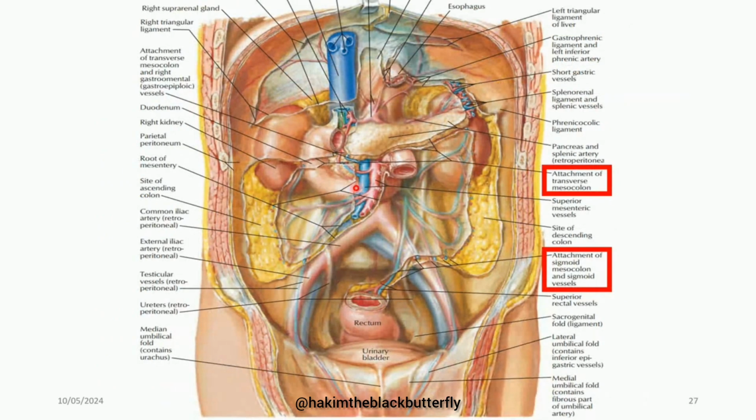Here you can see this is the attachment of the transverse mesocolon. Okay, it has been removed. This is the attachment of the sigmoid mesocolon. That's where these peritoneal folds are attached to allow your structures to freely hang within the abdominal pelvic cavity.